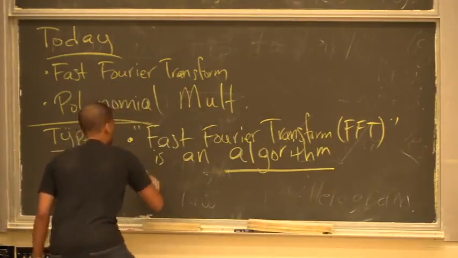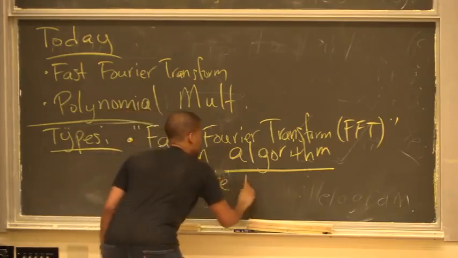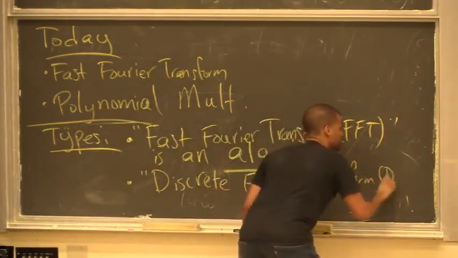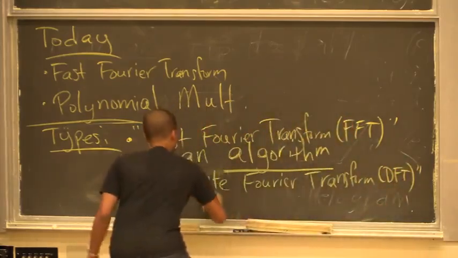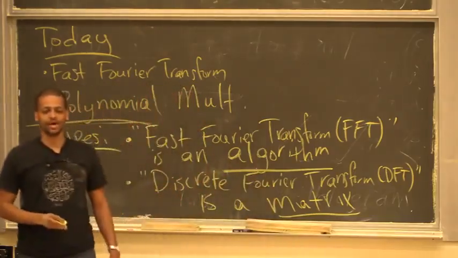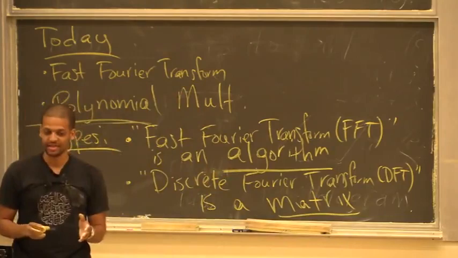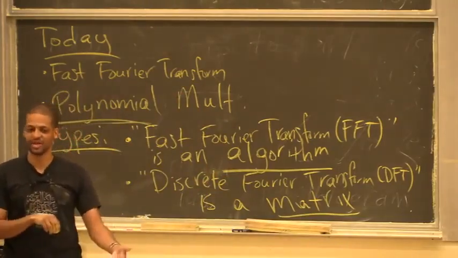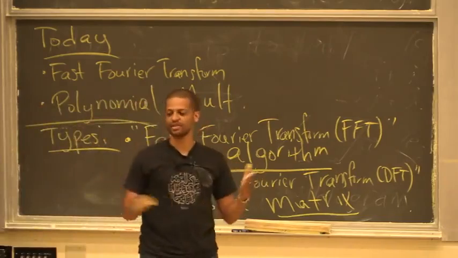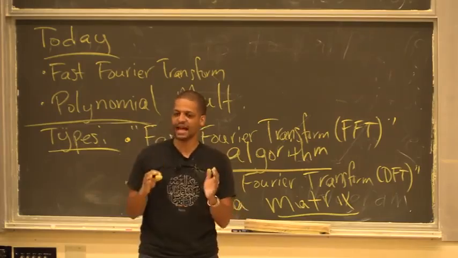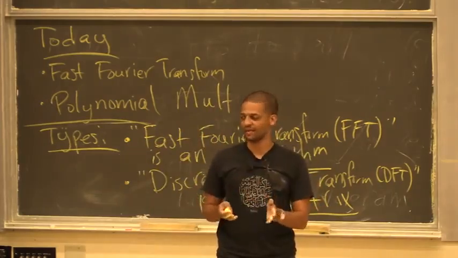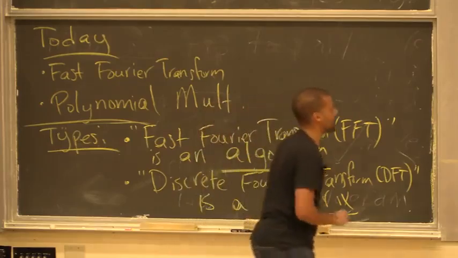Whereas the discrete Fourier transform, also known as the DFT, is not an algorithm. It's a matrix. So the fast Fourier transform is an algorithm to quickly multiply by the discrete Fourier transform. That's what the FFT does. The FFT is an algorithm. So the discrete Fourier transform is some matrix F. I'll tell you what it is in a second. And the FFT is an algorithm which, if you give me a vector x, it'll return to you F times x, where F is some matrix that I'm going to define in a second. So these two have different types.